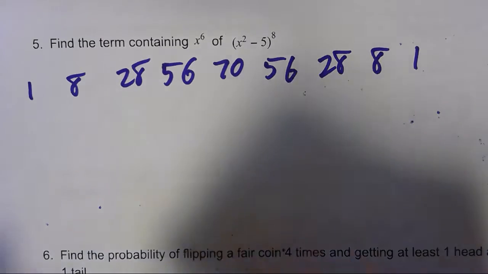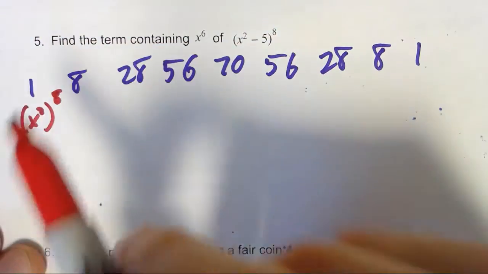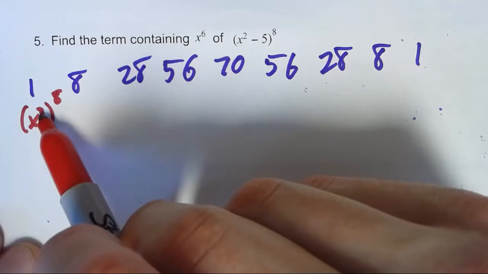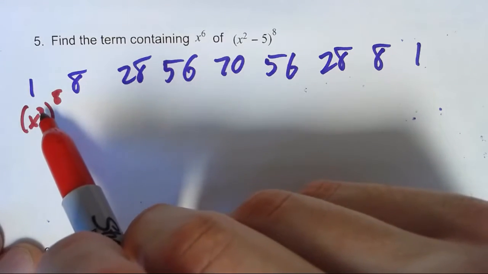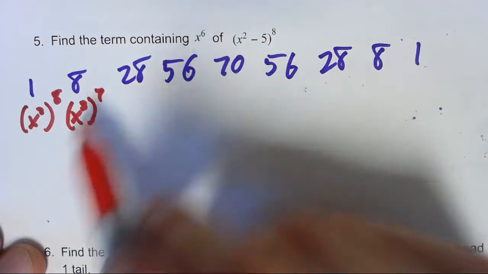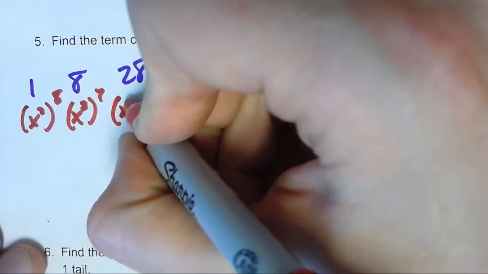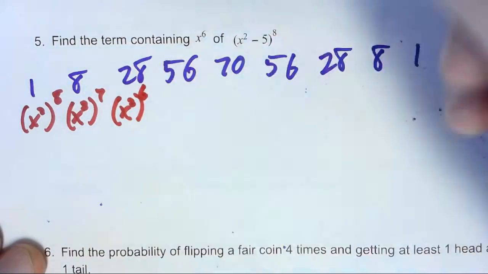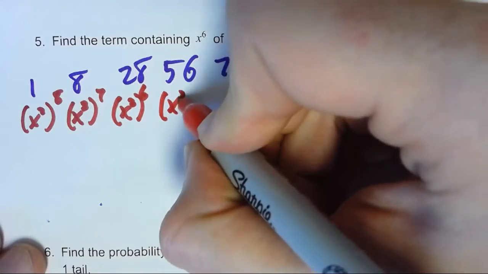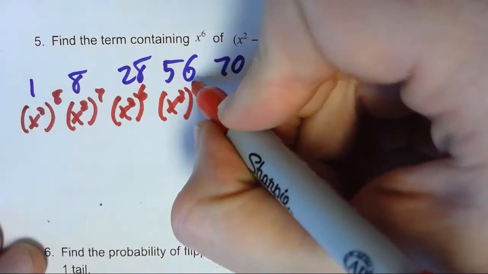Now our first term is going to have x squared to the 8th power. Well, that's going to be x to the 16th because we would multiply the exponents. We don't want that term. The next term would be x squared to the 7th. Well, that would be x to the 14th. So I have to keep going until I find the one term that has x to the 6th.